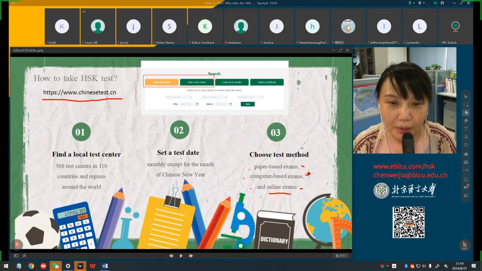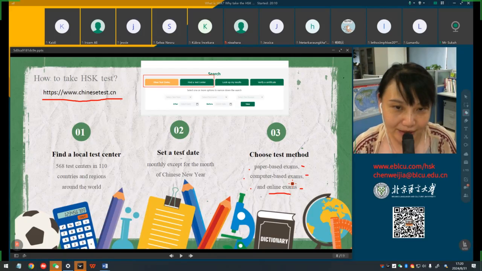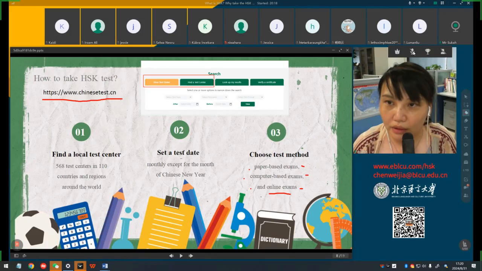For the paper-based exam, you will answer the test on the test paper with a pen. And for computer-based exam, you will answer it with the computer they offer from the test center. So you can type with pinyin.